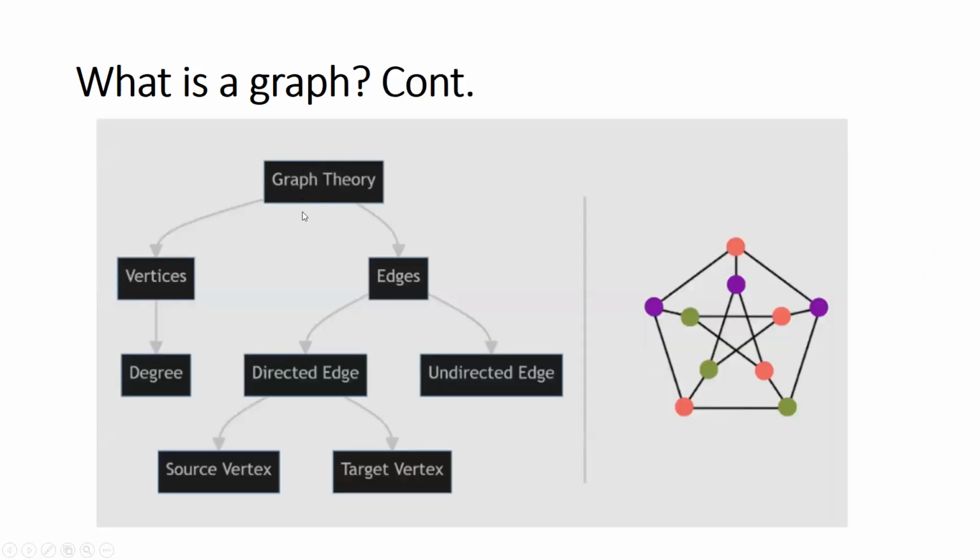So when we talk about graphs, we are talking about vertices and edges. Vertices have what we call a degree, and we will discuss it in a little bit. We have two types of edges, directed edges and undirected edges. When we are talking about directed, we have a source and a target node. So the way we can traverse the nodes is specified.